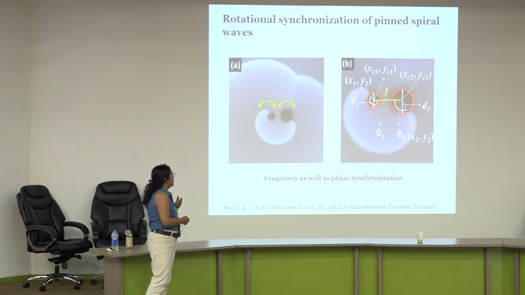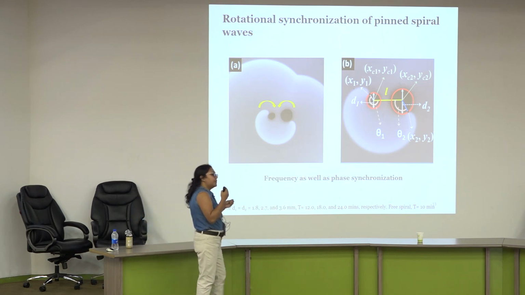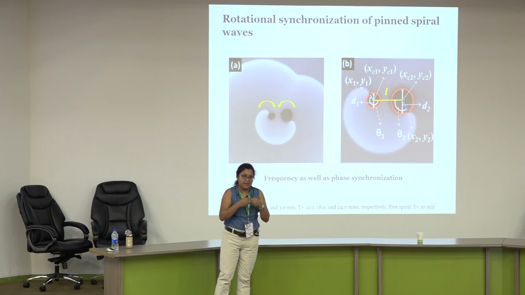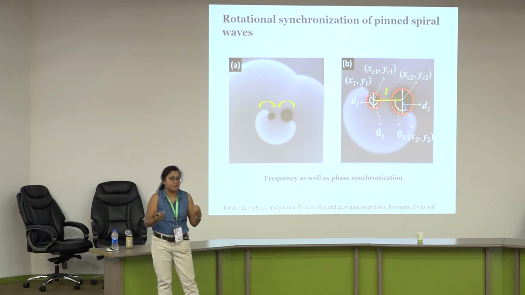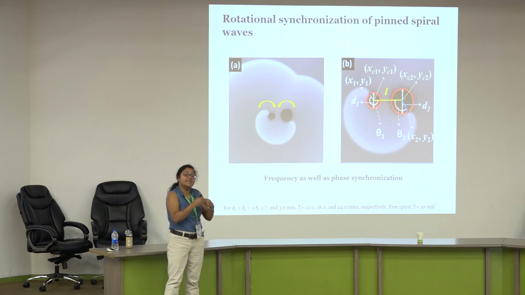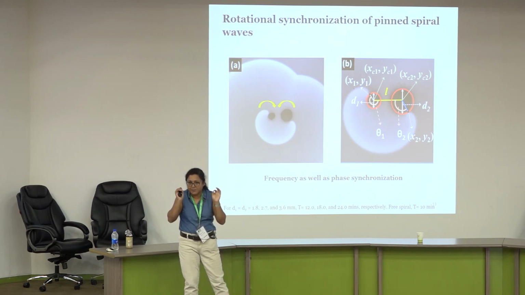So then we thought of the process of pinning. Pinning is a process which was known before. If you bring a spiral near a heterogeneity, which in our case could be glass beads or rubber cylinders through which the wave cannot pass, so they are inexcitable obstacles, the wave will stick there and rotate around it. So here we can use that to pin them to specific sites.